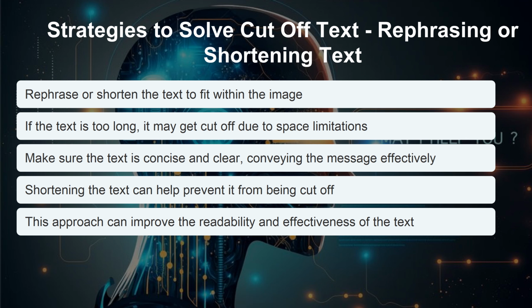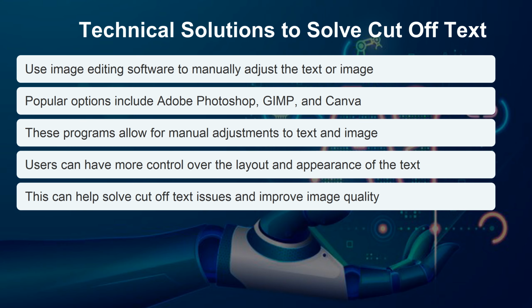It's also worth noting that ChatGPT is constantly learning and improving. The model is trained on a vast amount of data, and it is regularly updated to improve its performance. As a result, the issue of cut-off text may become less common over time. In the meantime, however, it's up to you to find ways to work around this issue. By being creative and experimenting with different approaches, you can find ways to generate images with text that is clear and easy to read.